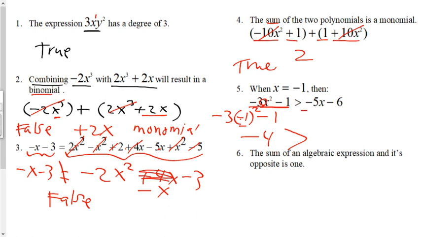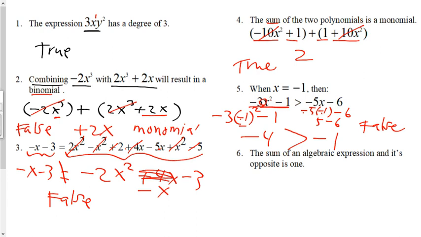When x is negative 1 over here, negative 5 times negative 1 is a positive 5. And a positive 5 take away 6 is negative 1. Is negative 4 greater than negative 1? No. Therefore, the answer is false.